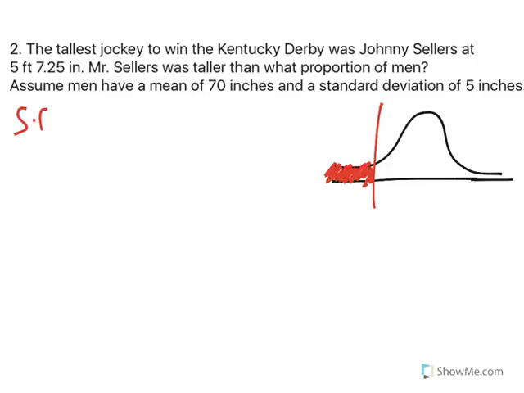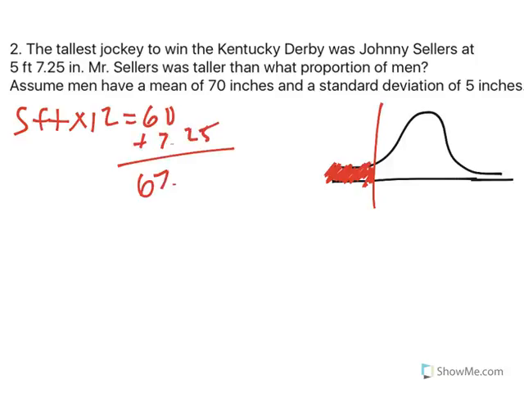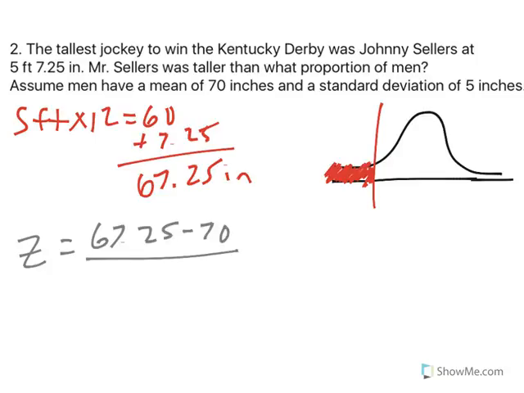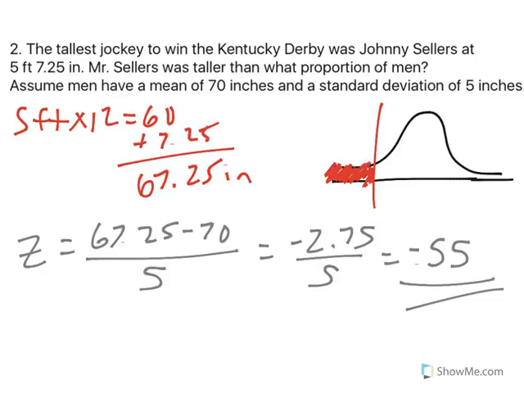So 5 feet, we're going to multiply that by 12 to get 60 inches and add the 7 1/4. He was 67.25 inches. That gives us a value. Now we can find the z-score. Value minus the mean of 70 divided by the standard deviation of 5. So I have negative 2.75 divided by 5 for a z-score of negative 0.55. When you look at your table, a z-score of negative 0.55 results in a proportion of approximately 29.12%. So Johnny Sellers was, I think he's probably dead, taller than 29.12% of men.